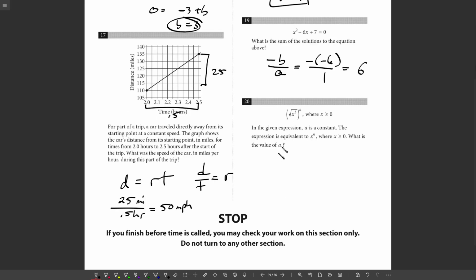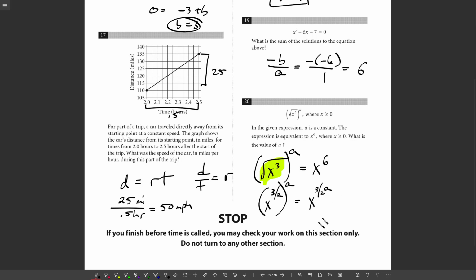20, we have this expression here, which is equal to x to the 6. So I want to use my exponent rules to be able to solve for a. First, I'm going to deal with this radical on the inside. When I take the square root of x cubed, I can rewrite that as x to the 3/2 power using my exponent rules. When I raise that to the a, I can combine those by just multiplying the exponents.